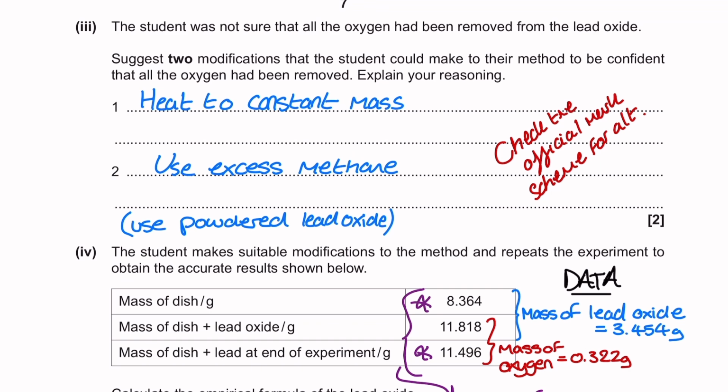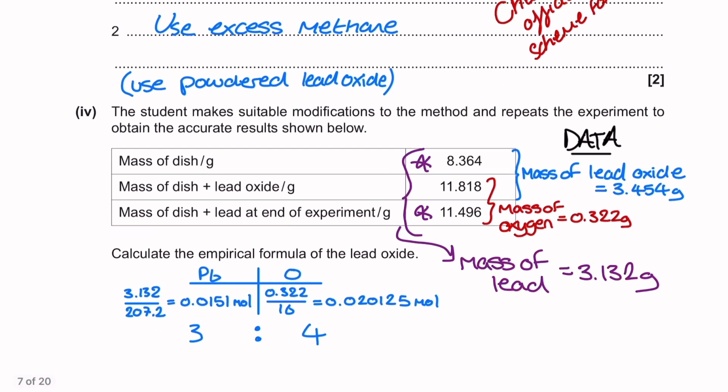So if you've got excess of one of the reagents like methane, which is being passed through the tube, I would really go with that as my go-to alternative. There were lots of other things here, such as using powdered lead oxide instead of a lump, for example. Check the mark scheme for more alternatives, although these 3 were the ones I would expect you to go with.